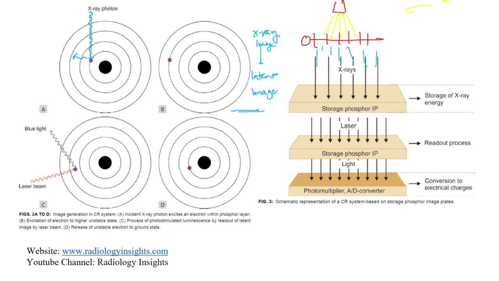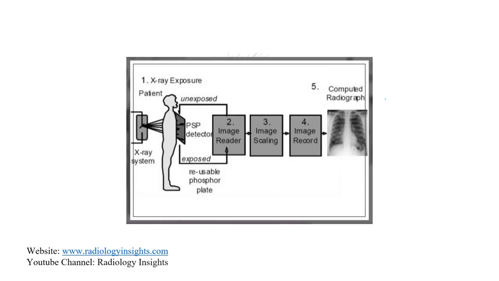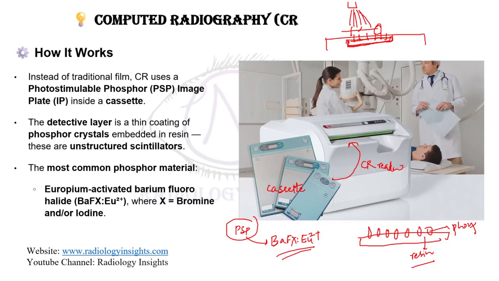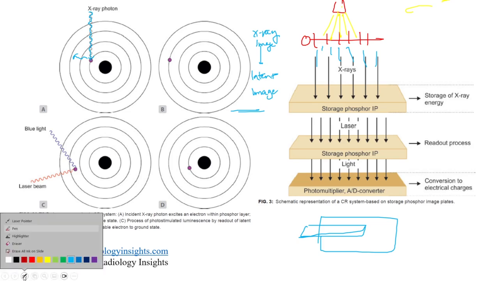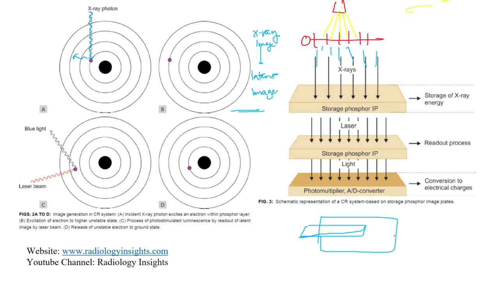So this is the photostimulable phosphor. Now this cassette is removed and introduced into the CR reader. This is the CR reader, and the cassette is introduced into it. When the cassette is introduced into the CR reader, the laser beam is applied to the cassette line by line. So line by line, the laser beam reads the cassette.